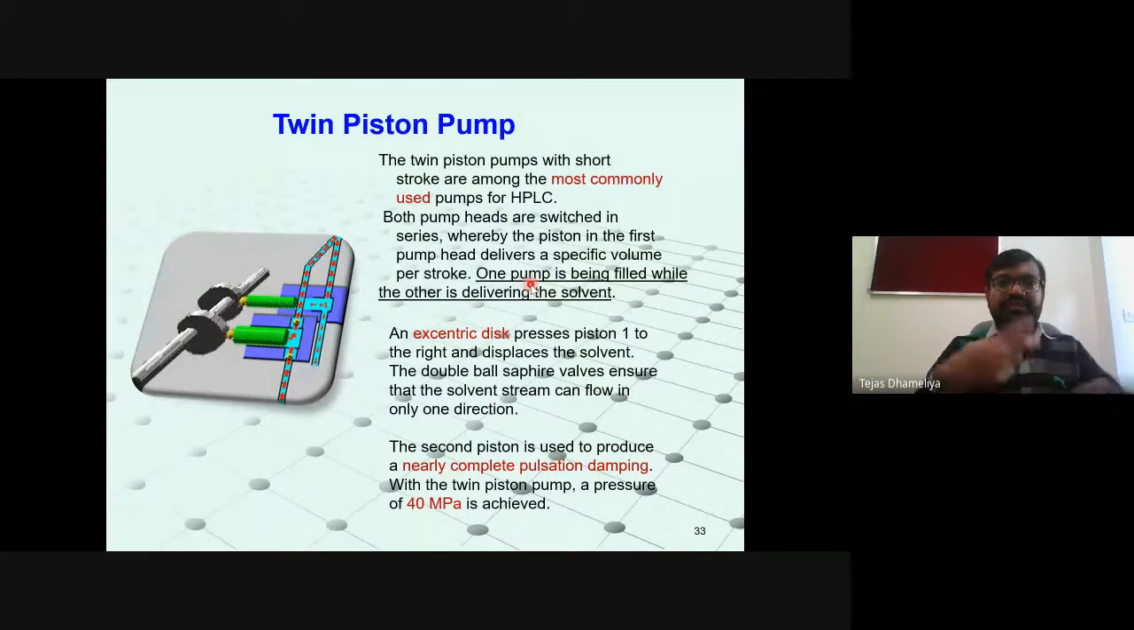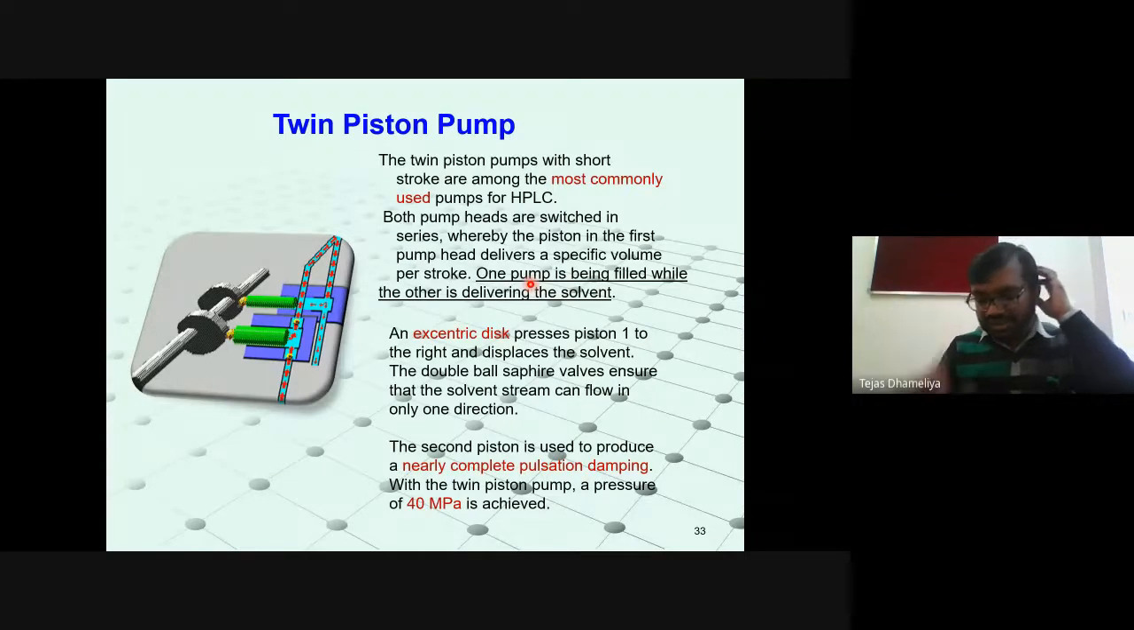So this way, it is a twin piston pump. It is named twin because, although there is only one pump here, both the pistons are working together. That's why they have given the name twin piston pump.